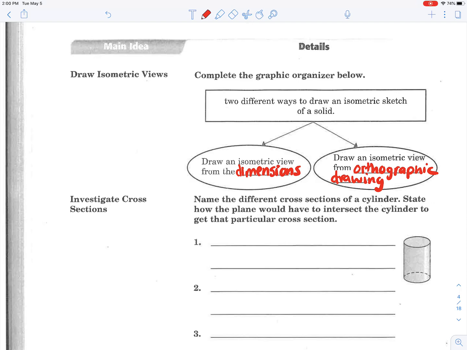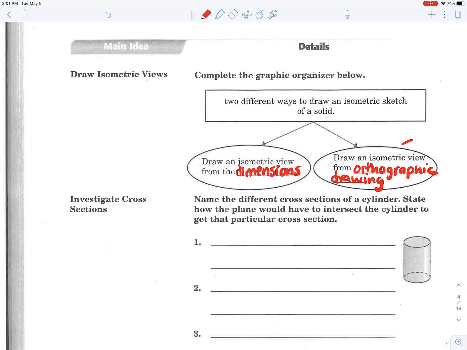Again, if you look on page 839, it says recall that an orthographic drawing shows the top, left, front, and right views of a solid. You can use those orthographic drawings to draw an isometric view of a 3D figure. The top, front, and right views of a cube are shown on page 839.